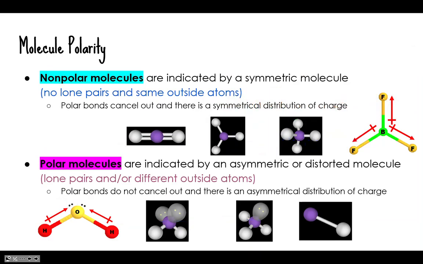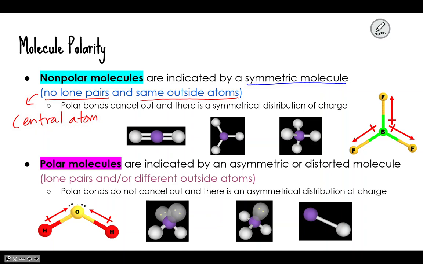Nonpolar molecules are indicated by a symmetric molecule, so you're looking for symmetry here. And basically, what does that mean about our central atom? Once again, this goes back to looking at the central atom: no lone pairs, same outside atoms. If there aren't any lone pairs on the central atom and the outside atoms are the same, it's automatically nonpolar because it will be symmetrical.